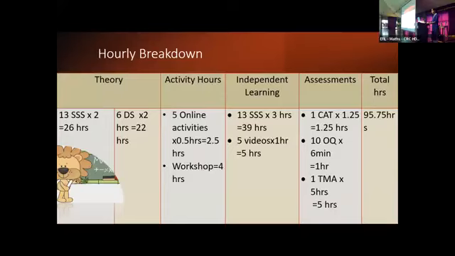And the assessment time slots, I already explained. The CAT examination is 1.25 hours, that means 75 minutes. And for online quizzes, one quiz will take about 6 minutes, so totally you will spend 1 hour for that. And one TMA, you may take around 5 hours. So totally around 100 hours you will spend on this course.